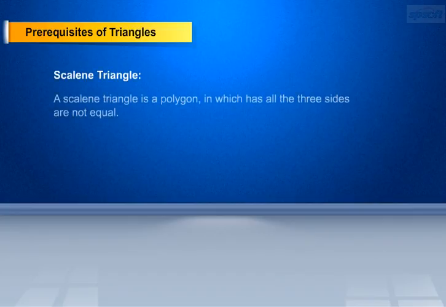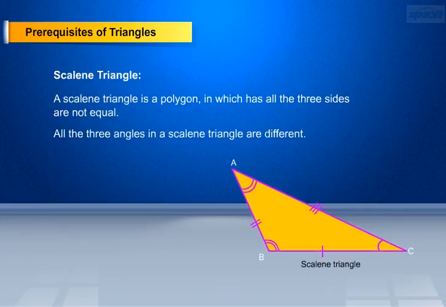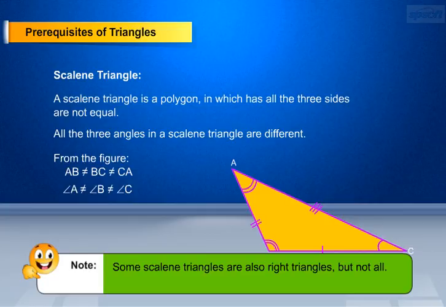Scalene Triangle. A scalene triangle is a polygon in which all the three sides are not equal. All the three angles in a scalene triangle are different. From the figure, we can say that the three sides AB, BC and CA are not equal in length, that is, AB is not equal to BC is not equal to CA. And all the three angles, angle A, angle B and angle C, are different in measure, that is, angle A is not equal to angle B, is not equal to angle C. Here, we should note that some scalene triangles are also called right triangles. But remember that not all scalene triangles are right triangles.